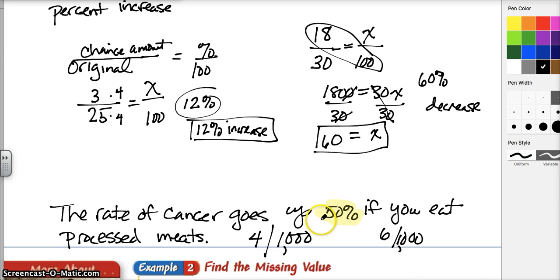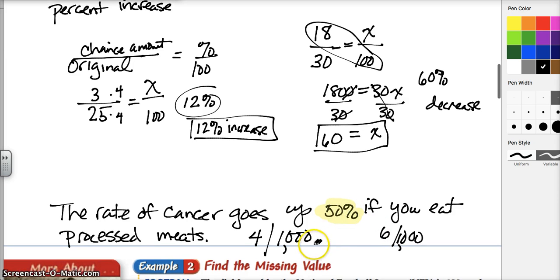So when you are hearing news and information, you have to understand what they're comparing it to. So the rate of cancer goes up 50% if you eat processed meat. Scary. It sounds like you're now doubling your chance of getting cancer. And you're right. If this is the general population, 4 people out of 1,000 will get cancer, then a community of people eating processed meat is going to go up. Not double; you're going to add half of the original amount, and that's what the change is. It's a little bit less significant, but it is important. So just pointing out some facts.